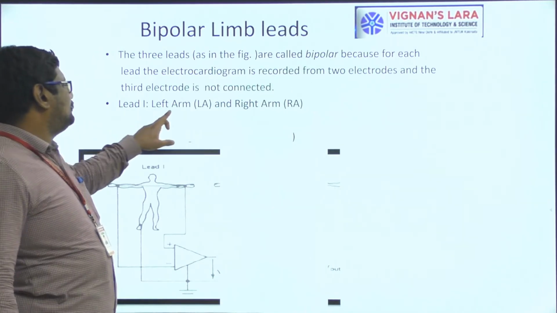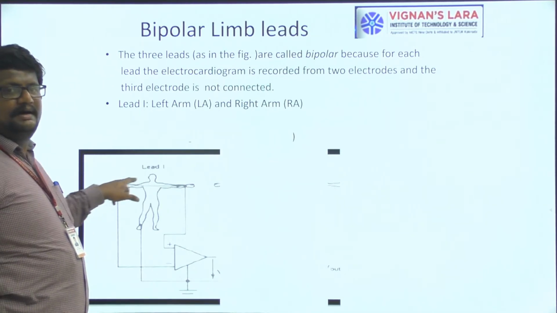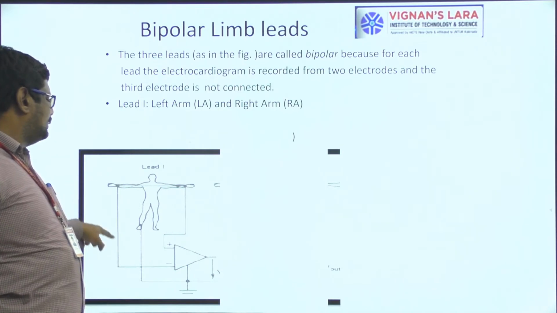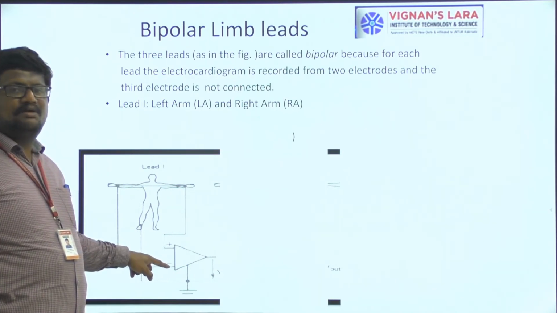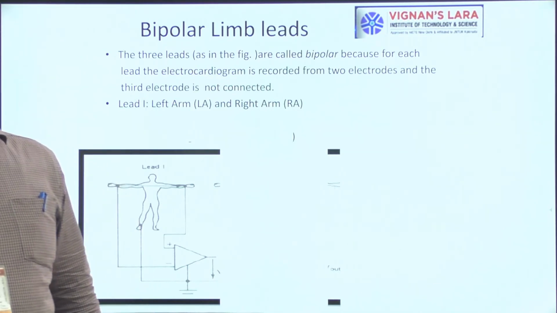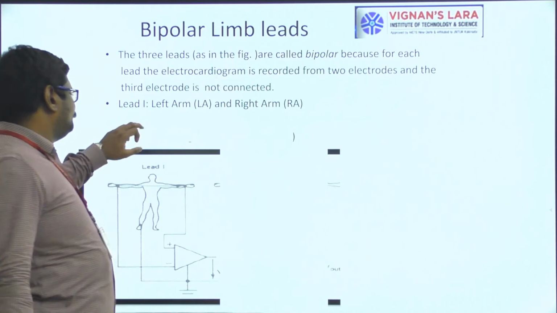In lead 1, left arm and right arm. The potential is measured between the left arm and right arm. So what that means is, the left arm and right arm are connected to the positive and negative of an operational amplifier. So this is a simple operational amplifier which you study in your analog electronics. So that is what is your lead 1.